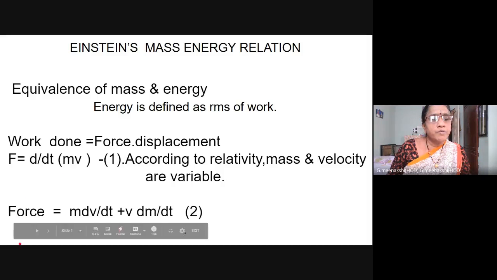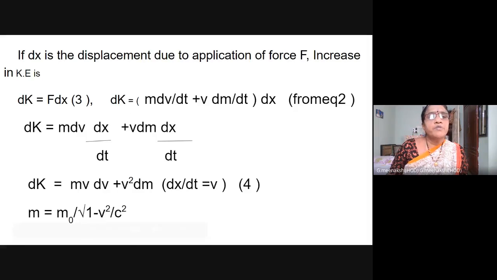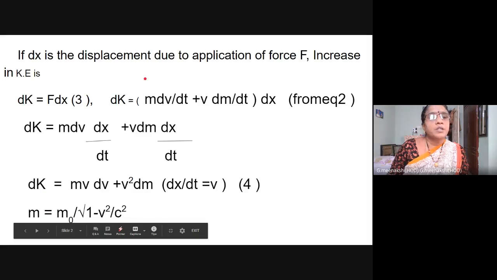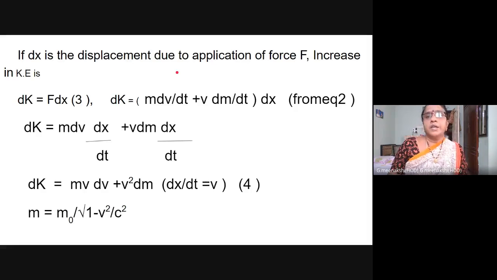So, the expression for force is given as m into dv by dt plus v into dm by dt, as both mass and velocity are variable factors here. Now, suppose dx is the displacement due to the application of the force on the body. The work done is stored in the form of an increase in kinetic energy. It is used to increase the kinetic energy in the body.